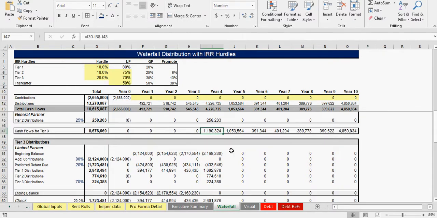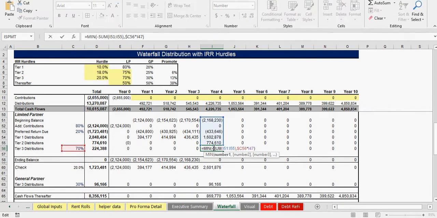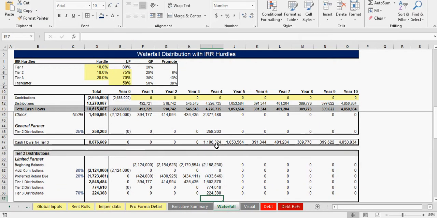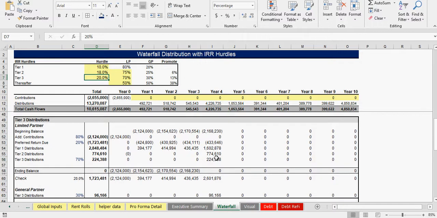So cash flow for tier 3, we got 1.19 million. We're saying that up to 20%, well, 224,000, which is same formula. We do that min, and the reason why it's min is because we're doing a negative on these negative numbers. So essentially, it's saying, what is greater, the amount of the balance less all the amounts distributed, or the 70% of the available cash is split for tier 3. And so that's saying the minimum is actually the balance here. So we're clearing off that remaining balance and getting us to the 20% hurdle. And then the general partner gets the remaining.